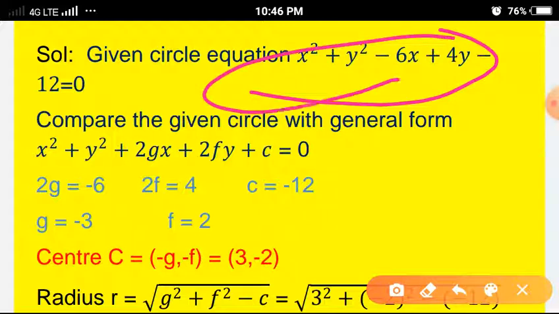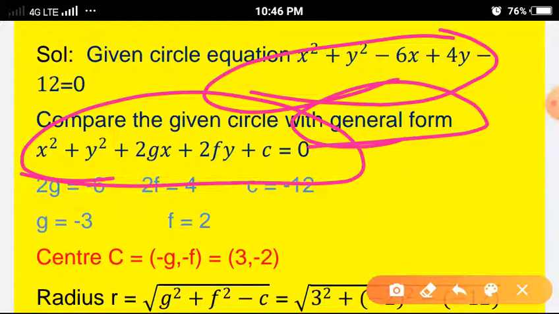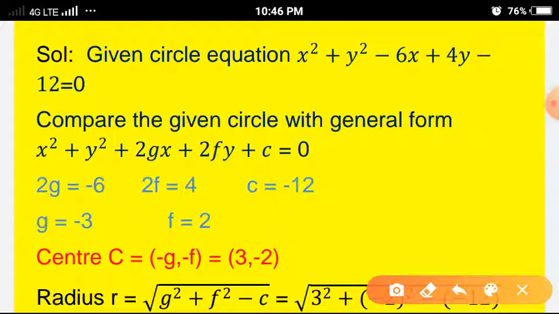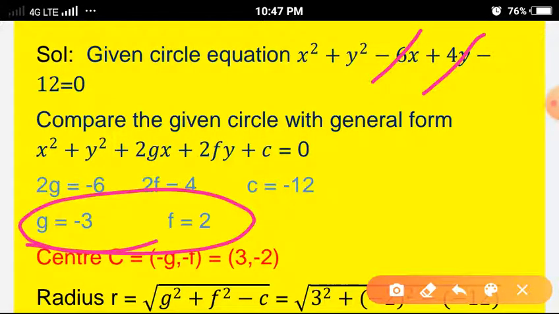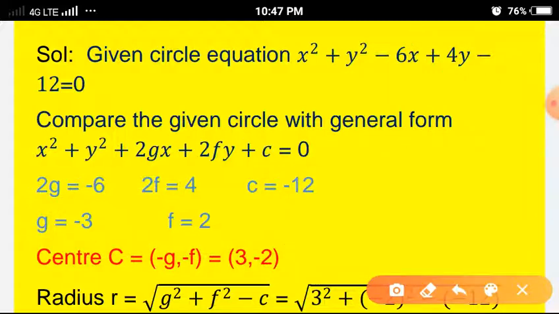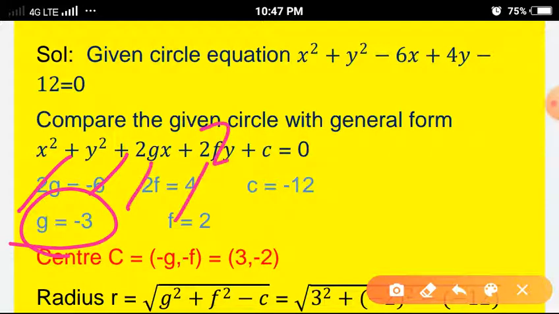This circle has to be compared with the general form of the circle. The general form of the circle is x square plus y square plus 2gx plus 2fy plus c is equal to 0. By comparing the x coefficient and y coefficient, we get the values of g and f. 2g is equal to minus 6, next 2f is equal to 4. Then we get g is equal to minus 3, f is equal to 2.